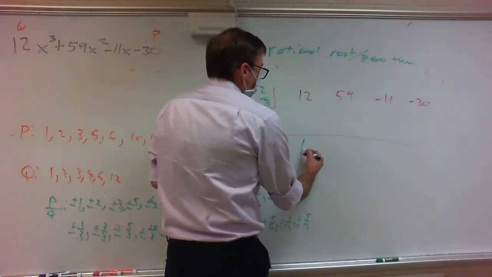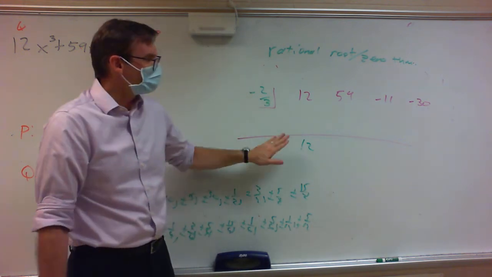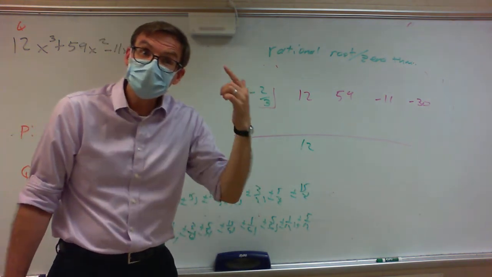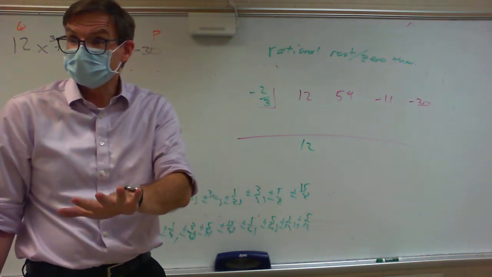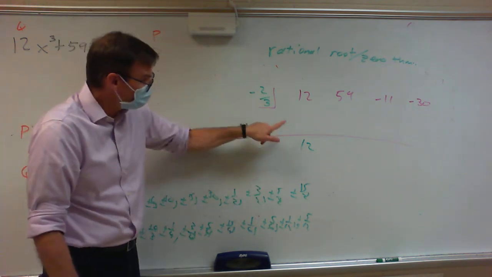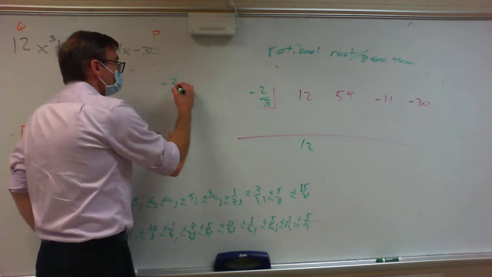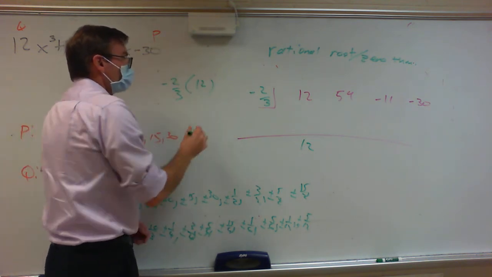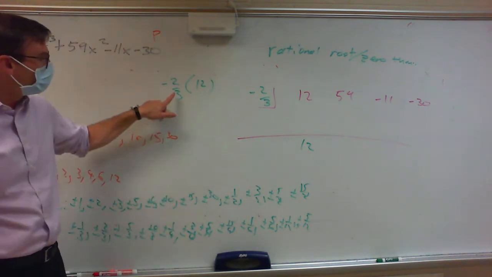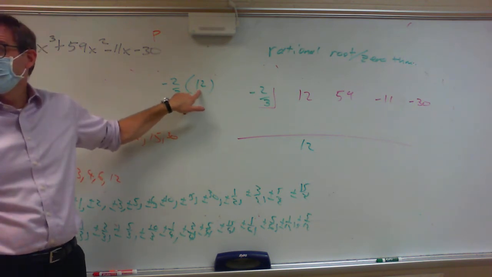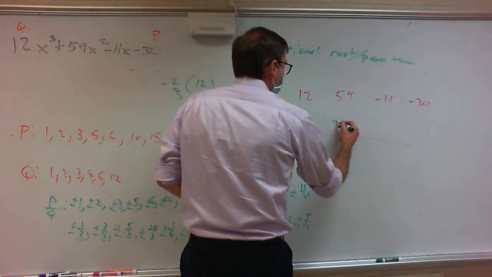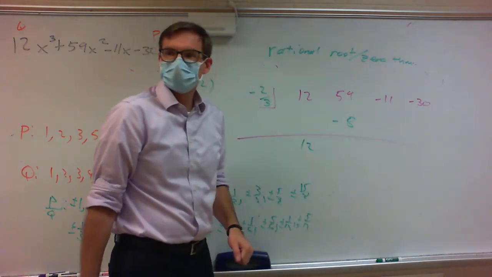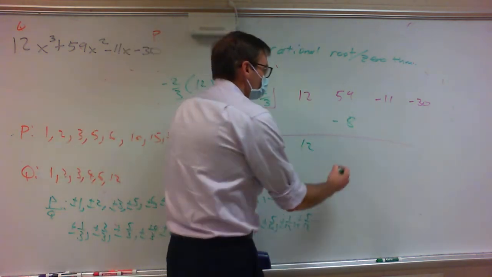All right, so you bring the 12 down, and now you have to multiply -2/3 times 12. It's not hard. This is what I do in my head. How many times does 3 go into 12? 4. What's 4 times -2? -8. Now I add, I get 51.